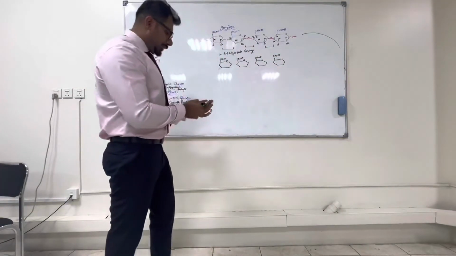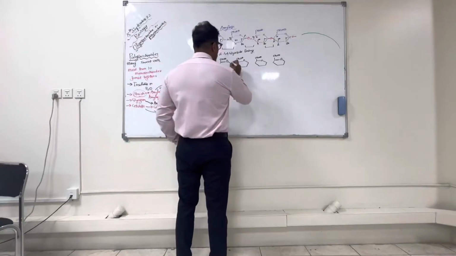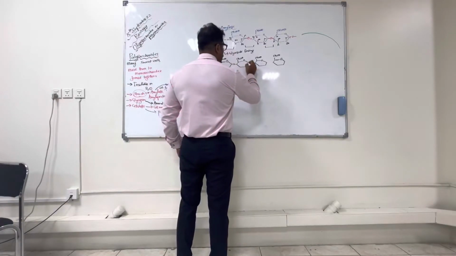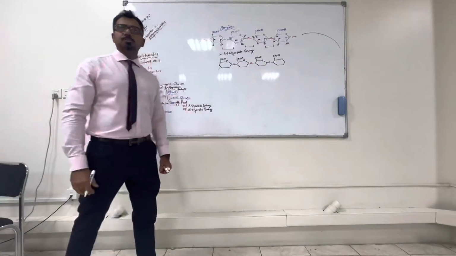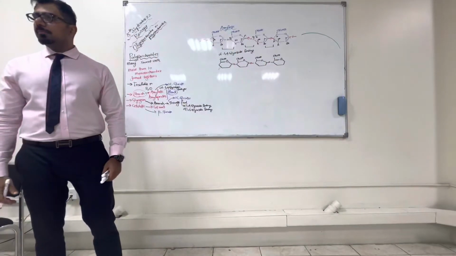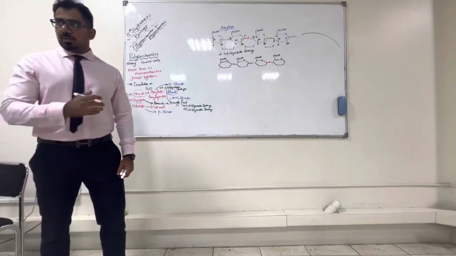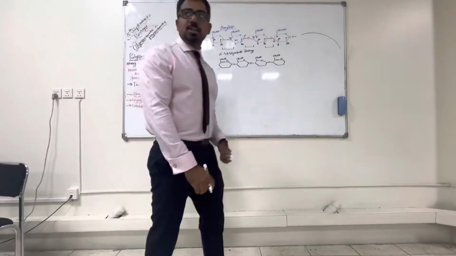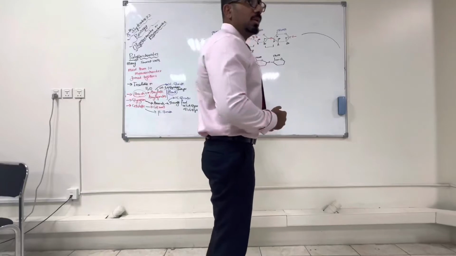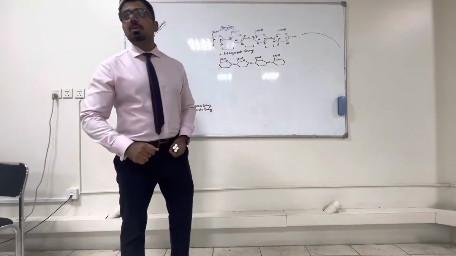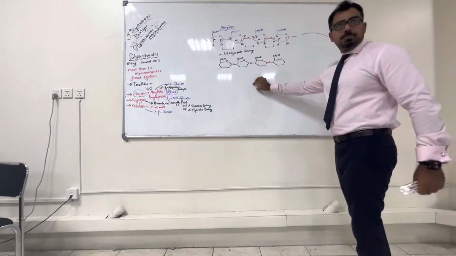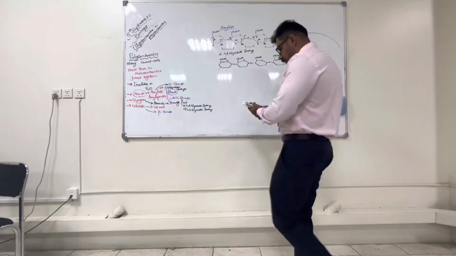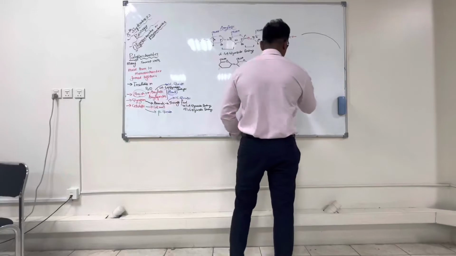Now, all of them will be joined by how? Alpha-1,4 glycosidic linkage. Right? Adil, this is where you have to pay attention now. What I am going to do is draw another chain over here, down here. Let me draw that chain in the red color.